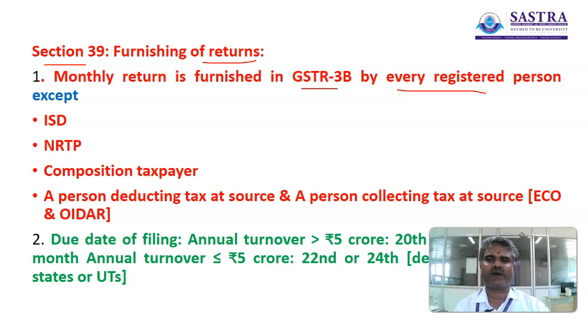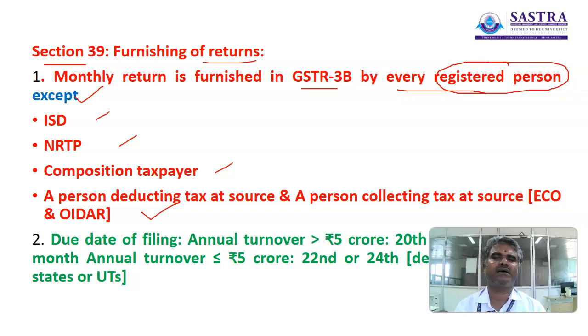Then the monthly return is furnished in GSTR 3B for every registered person, my dear students, except ISD, NRTP, composition taxpayer, a person deducting tax at source, a person collecting tax at source, ECO and ISD. They will not submit the monthly return. GSTR 3B is not necessary for them.